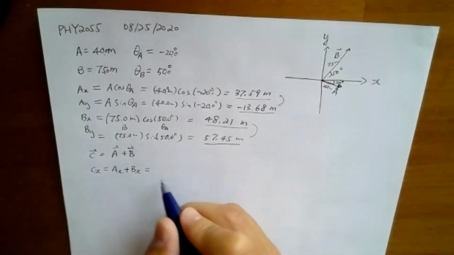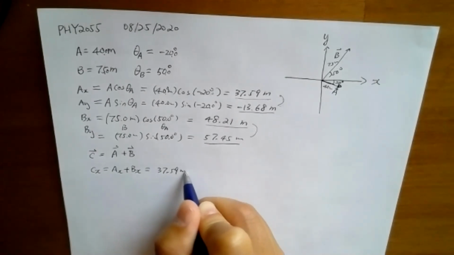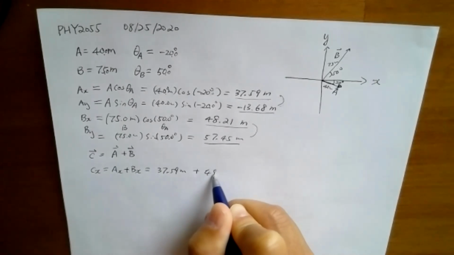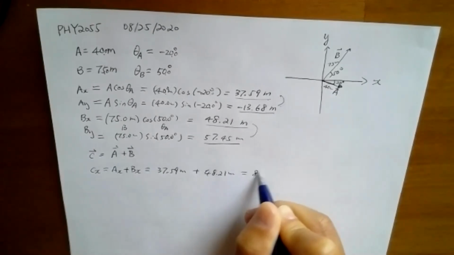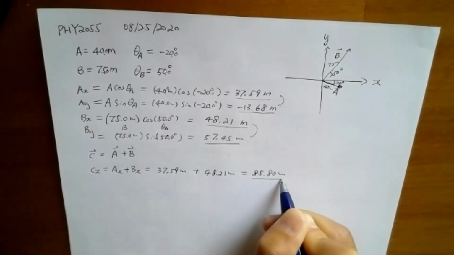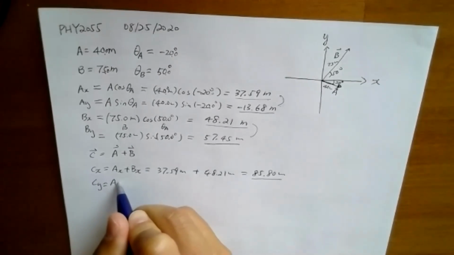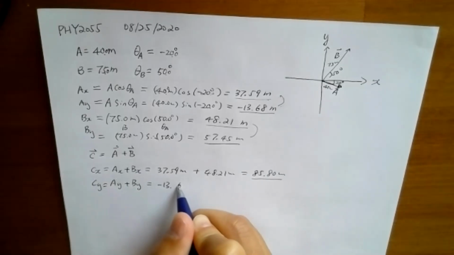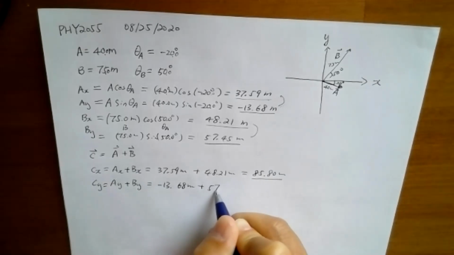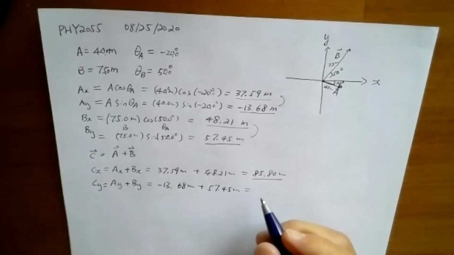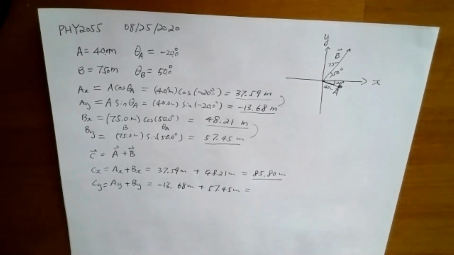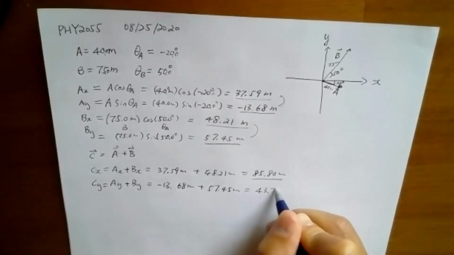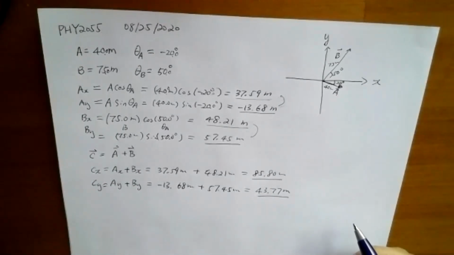So in this case, you'll be doing 37.59 plus 48.21 meters, which gives me 85.80 meters. Its y component then will be Ay plus By, equals minus 13.68 meters plus 57.45 meters, which will give me 43.77 meters. Okay, all right.